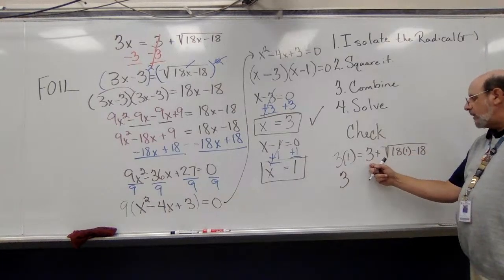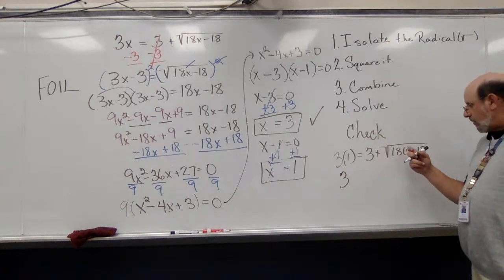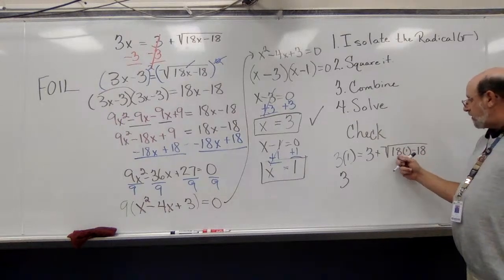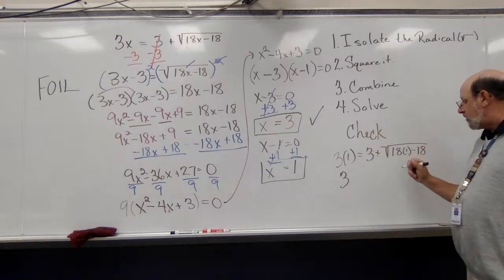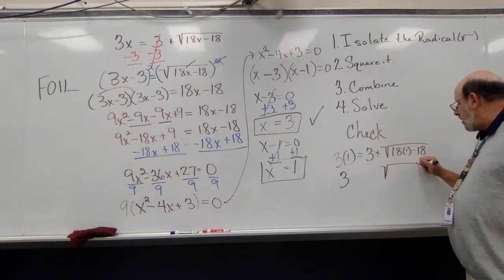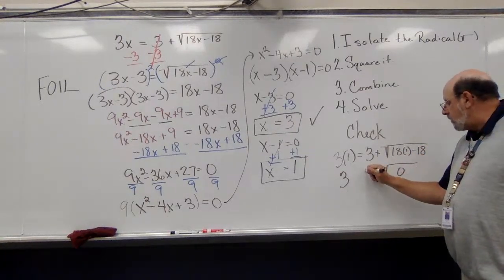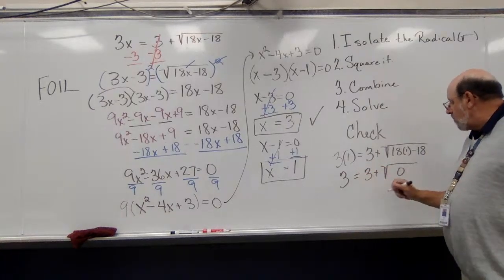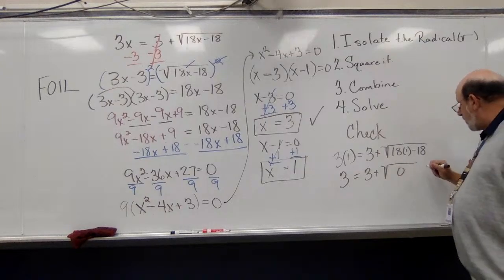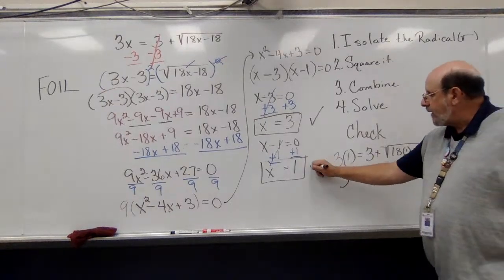What do we add to 3 to make 3? Nothing. So this has to be 0. Is this 0? What's 18 times 1 is 18 minus 18 is 0. So square root of 0. Hey, look at that. I have 2 solutions. Both are true. This one checks out as well.